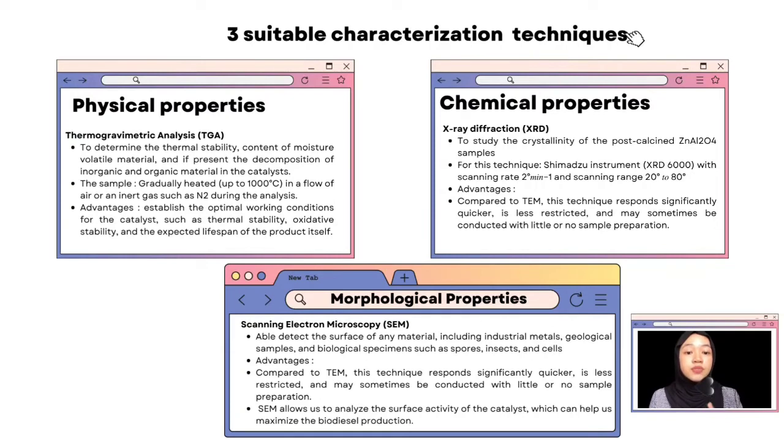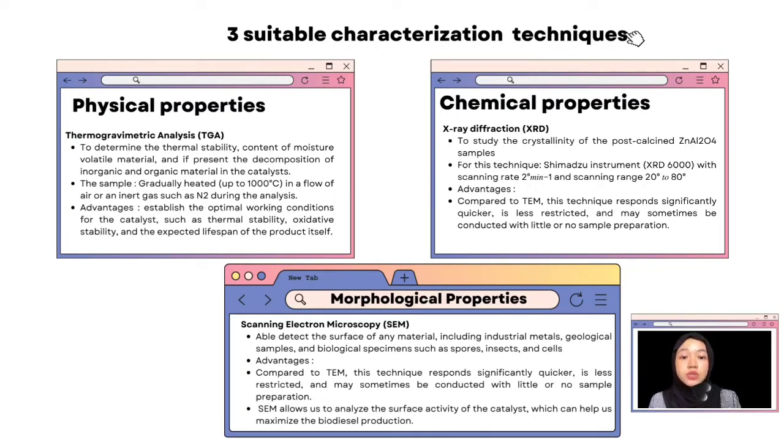So the advantage of this step is to establish the optimal working condition for the catalyst, such as thermostability, oxidative stability, and the expected lifespan of the product itself. So next, for the chemical property, the characterization technique that we chose is X-ray diffraction, XRD.